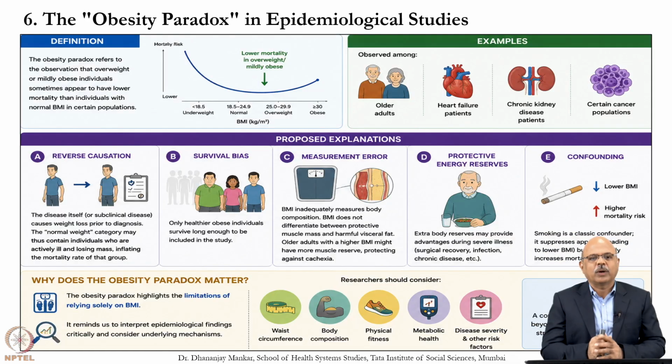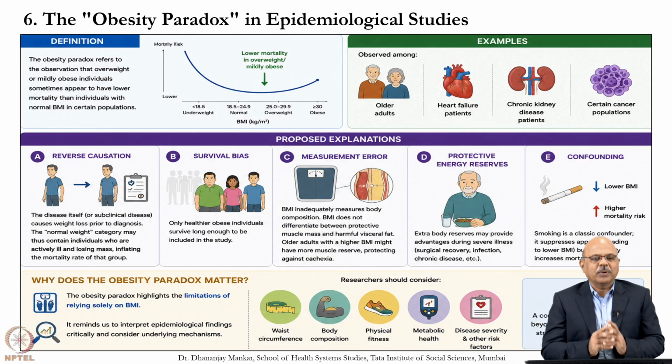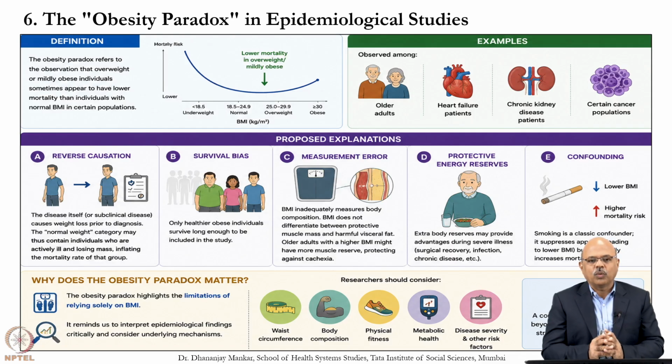Now the obesity paradox in epidemiological studies. The obesity paradox refers to the observation that overweight or mildly obese individuals sometimes appear to have lower mortality than individuals with normal BMI in certain populations. A person with a BMI lesser than 18.5 is underweight, 18.5 to 24.9 is normal, above 25 and below 30 is overweight, and above 30 is obese.